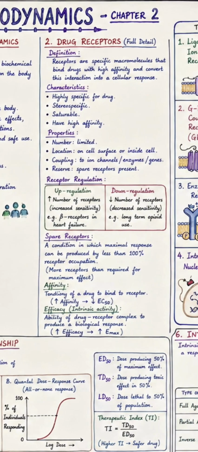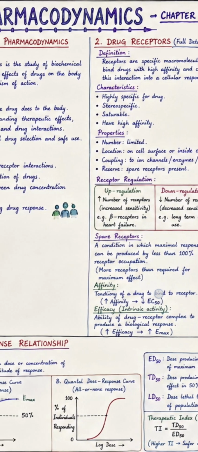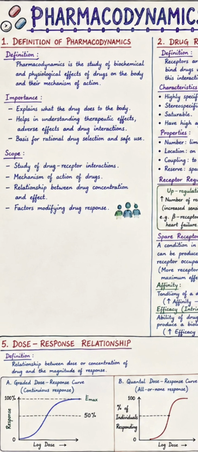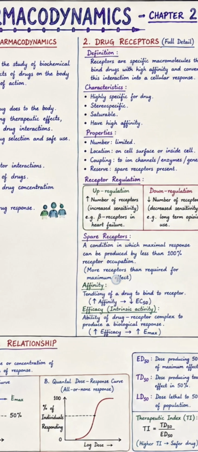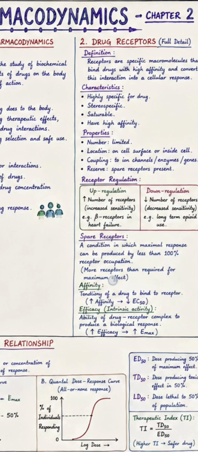The first thing we have discussed is that pharmacodynamics is the study of the drug on the body, when it enters the body, what it does with the body. The next thing is the drug receptor. When a drug enters the body, it acts on a receptor which receives it, and then a cellular response is generated.